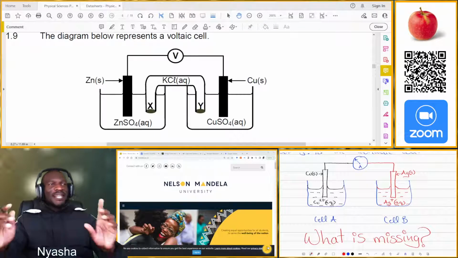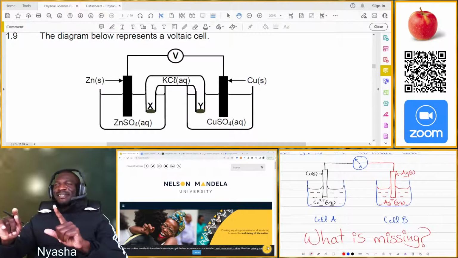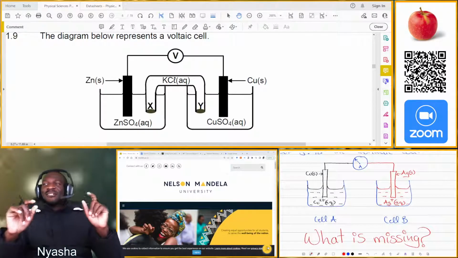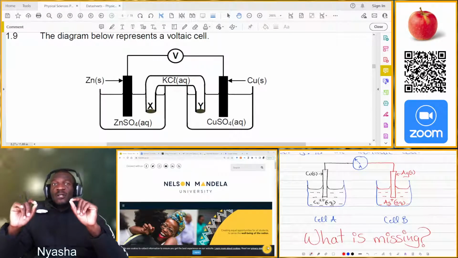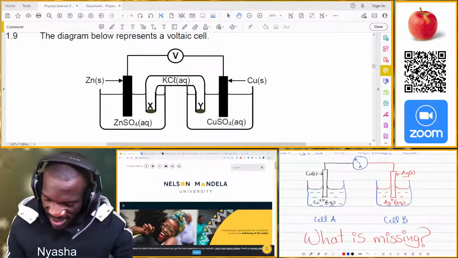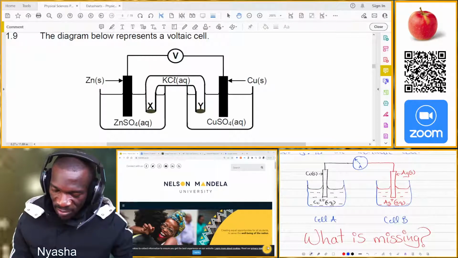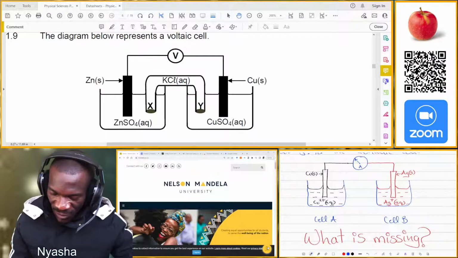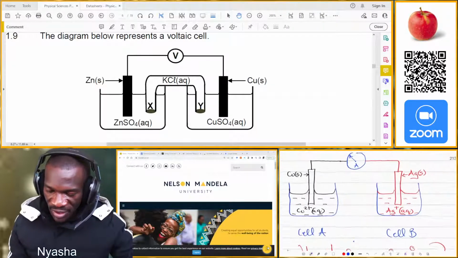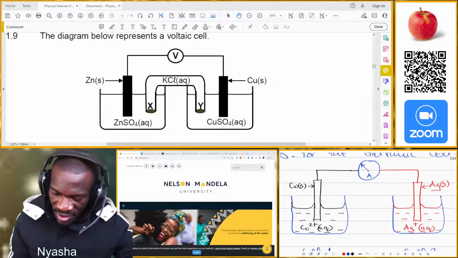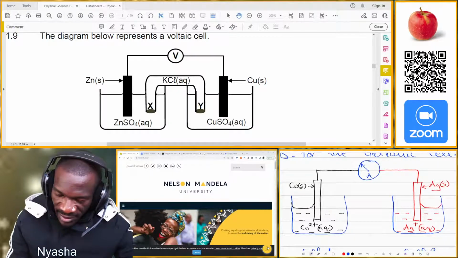Right, I hope you've identified what is missing. What is missing from our electrochemical cell is a salt bridge, isn't it? We need a salt bridge. So let's just look for some other color to make our salt bridge. So our salt bridge is obviously to be immersed somewhere there. So we'll draw it like this.